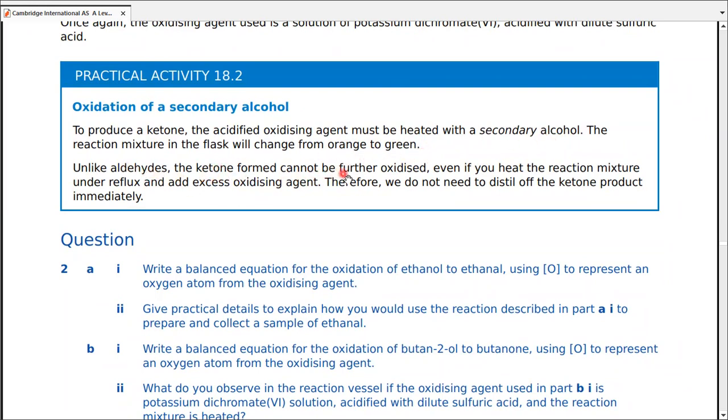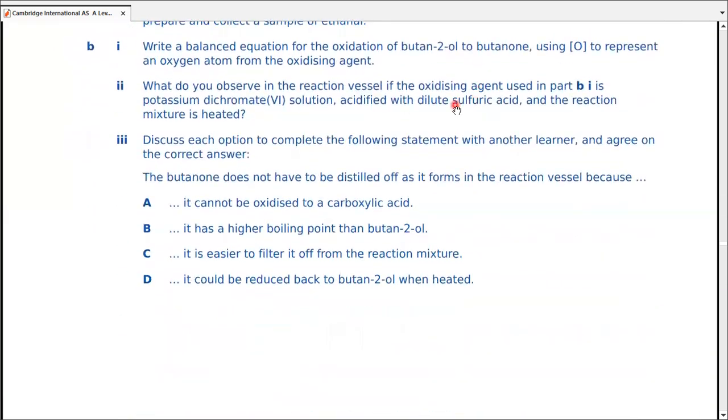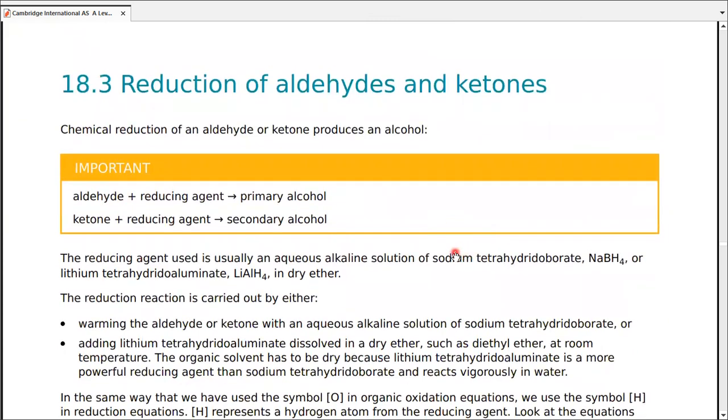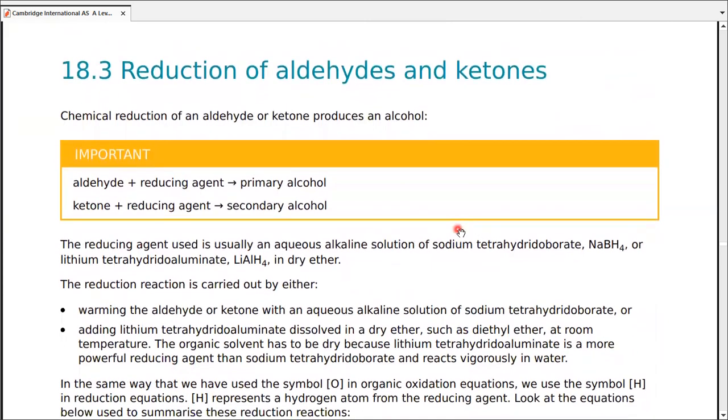Unlike aldehydes, ketones cannot be further oxidized, so you can heat the reaction mixture under reflux and add excess oxidizing agent. We do not need to distill off the product immediately. This would form a ketone definitely. That's easy. That's why we don't even have a diagram for this one. Moving on to the next part, reduction. Reduction of aldehydes and ketones. This is the first sort of reaction that we go for.